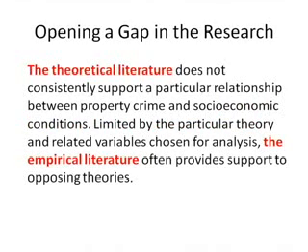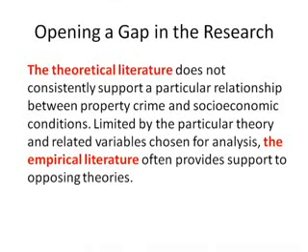And then sometimes you have to just yank a gap in the research. Sometimes you find a gap in the research, sometimes you just have to make a gap. This is how to make a gap. The theoretical literature does not consistently support a particular relationship between property crime and socioeconomic conditions. Limited by the particular theory and related variables chosen for analysis, the empirical literature often provides support to opposing theories.